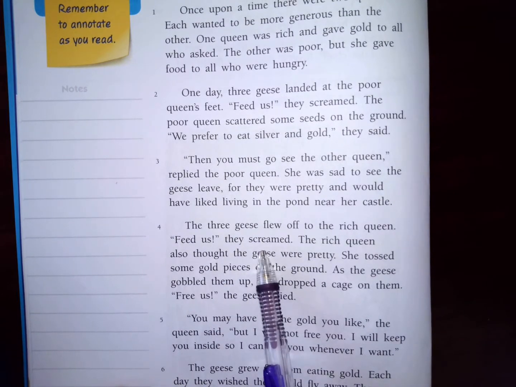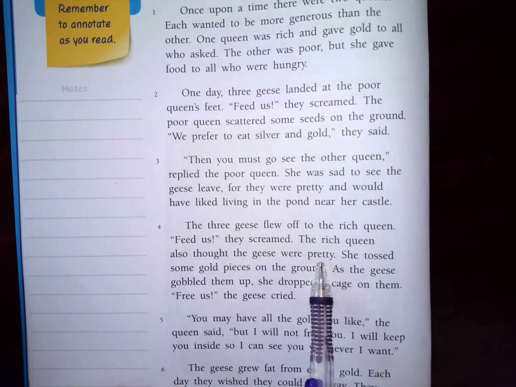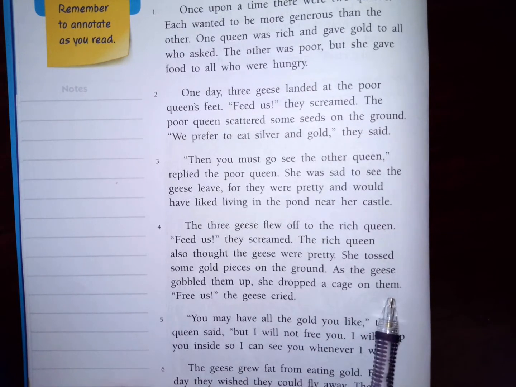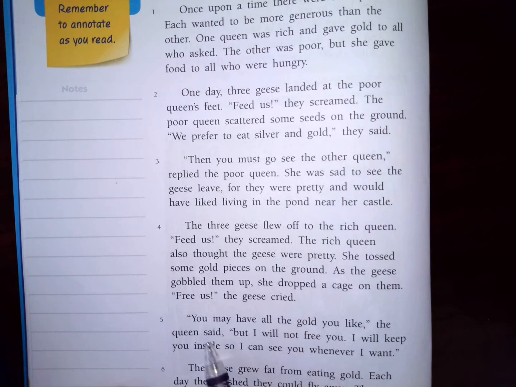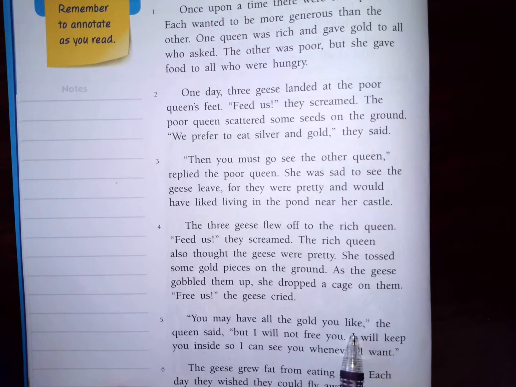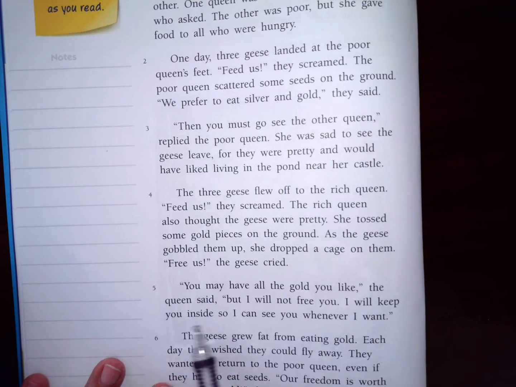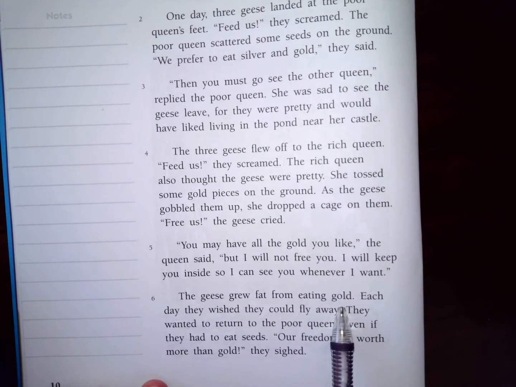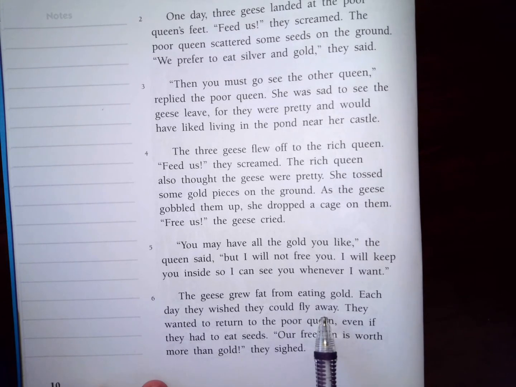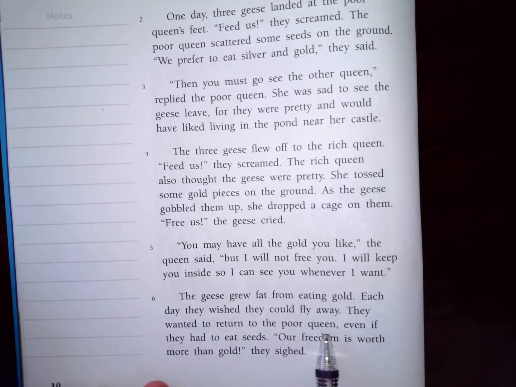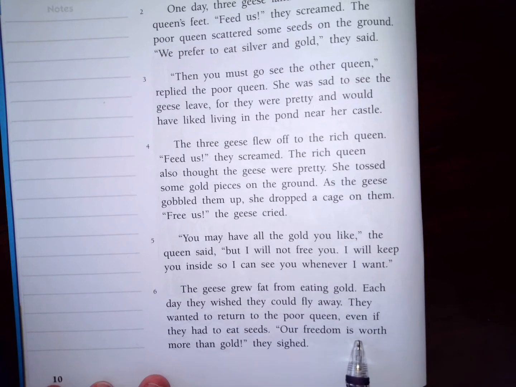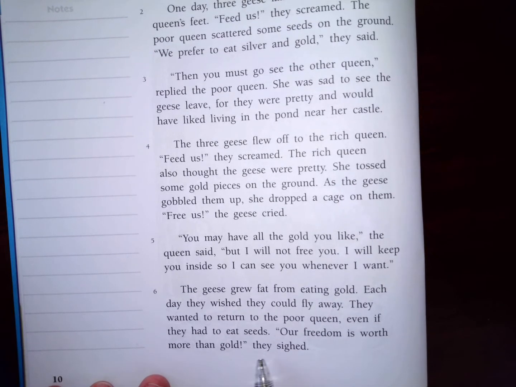"Feed us!" they screamed. The rich queen also thought the geese were pretty. She tossed some gold pieces on the ground. As the geese gobbled them up, she dropped a cage on them. "Free us!" the geese cried. "You may have all the gold you like," the queen said, "but I will not free you. I will keep you inside so I can see you whenever I want." The geese grew fat from eating gold. Each day they wished they could fly away. They wanted to return to the poor queen, even if they had to eat seeds. "Our freedom is worth more than gold," they sighed.